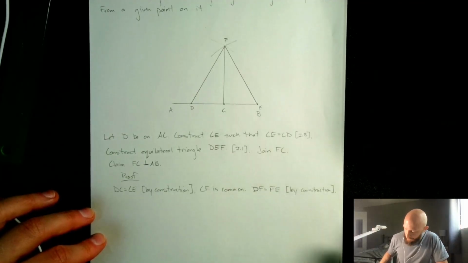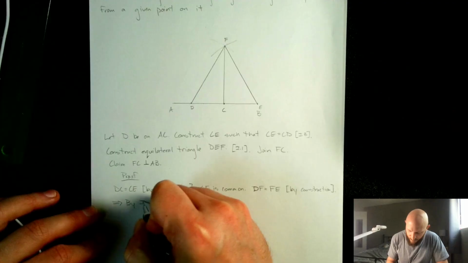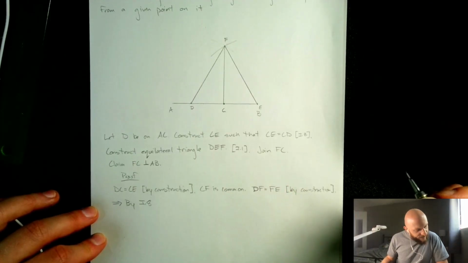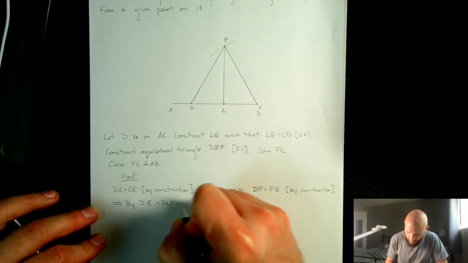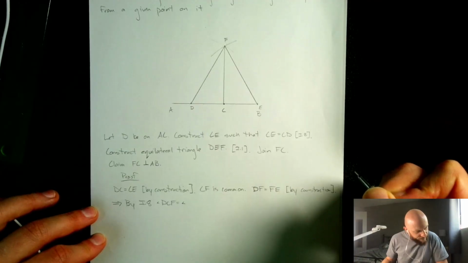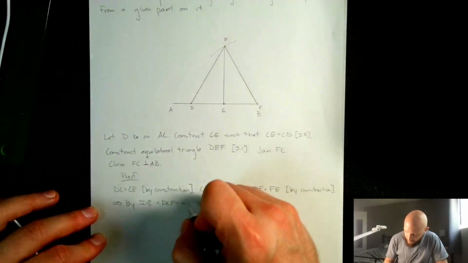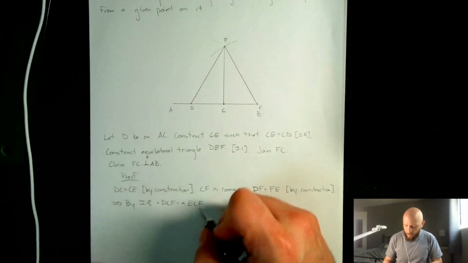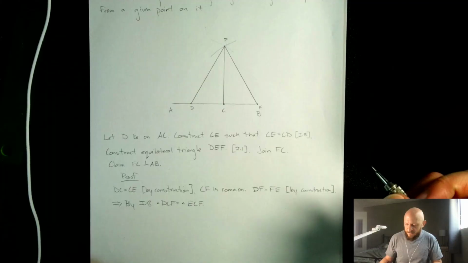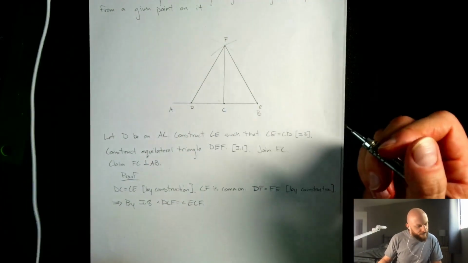So DF equals FE, which means then, by proposition 8, it must be the case that angle DCF equals angle ECF, or BCF, which would be the same thing. All right, by proposition 8, DCF equals ECF. So side, side, side gives us that these two angles right here are the same.